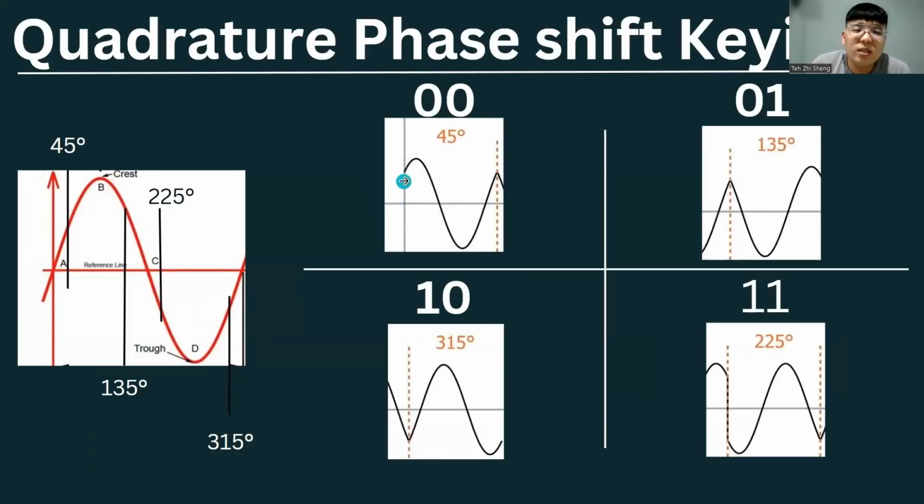It's here, like 45 degrees. It's similar here, 45 degrees, so it represents 00. The same goes here, 135 degrees, so it represents 01. And this represents 10, and this is represented by 11. So every single difference of angle will represent a different type of data.